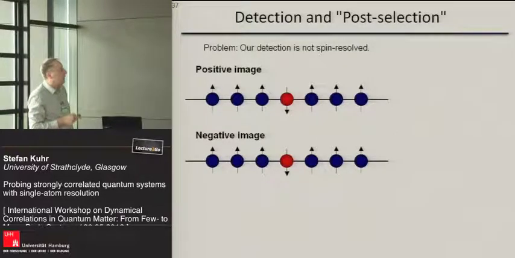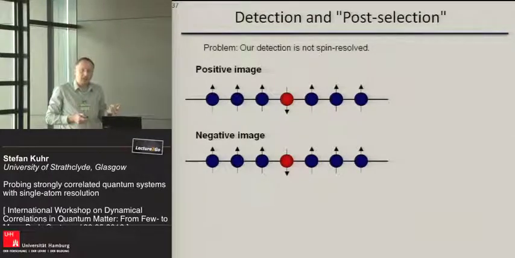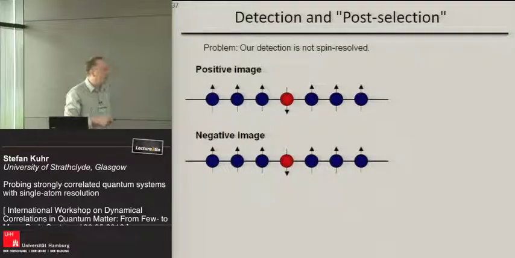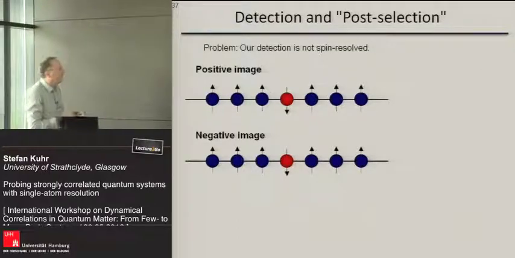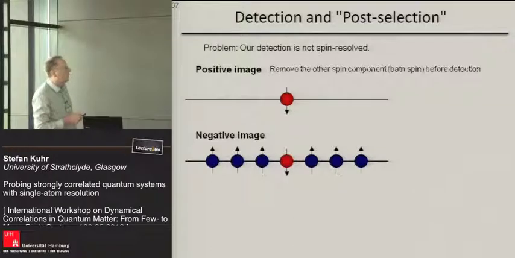The problem is our detection is not spin resolved, but as you have seen for the single-site addressing experiments, we can simply remove one spin component and then image the rest. So we do the same here. We have two ways of evaluating our data. One, which we call the positive image, where we remove all spins except for the impurity, and then just see where the impurity is after time.